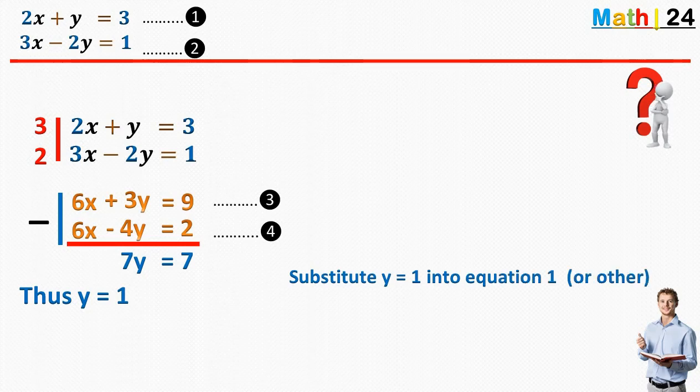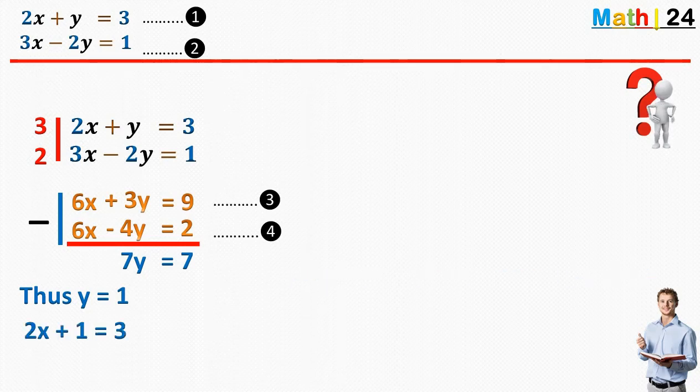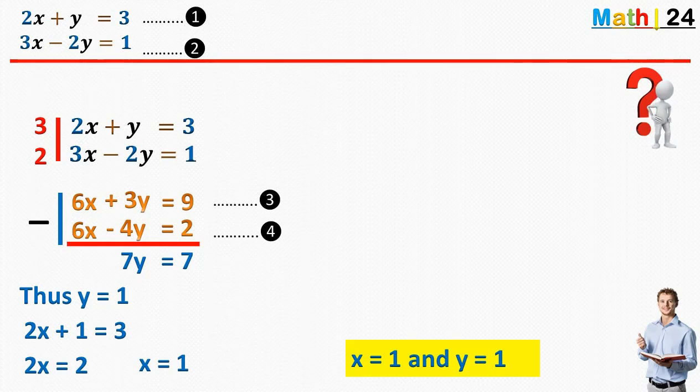And we substitute y equals 1 into equation 1 or any other equation. And we'll have 2x plus 1 equals 3. 2x will be equal to 2 and x equals 1. Therefore, x is 1 and y is 1. The secret is to solve as many equations as possible.